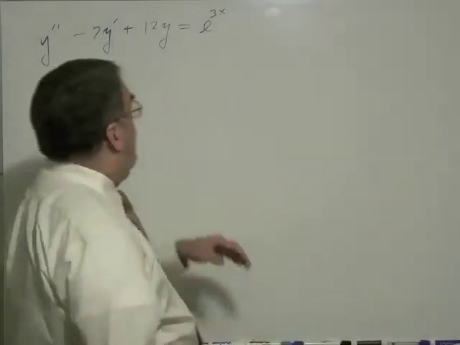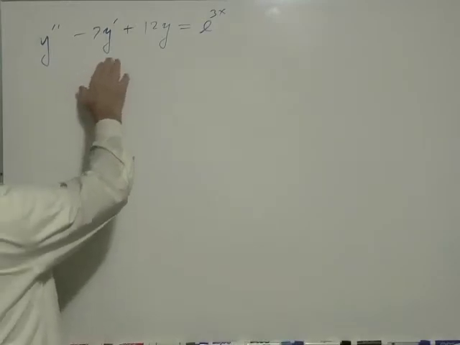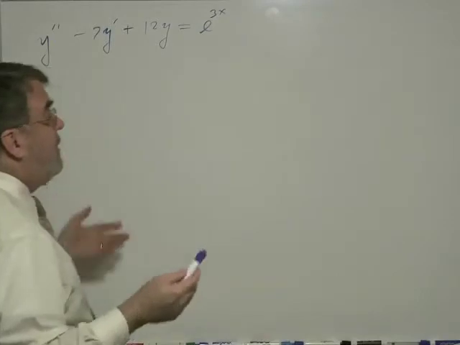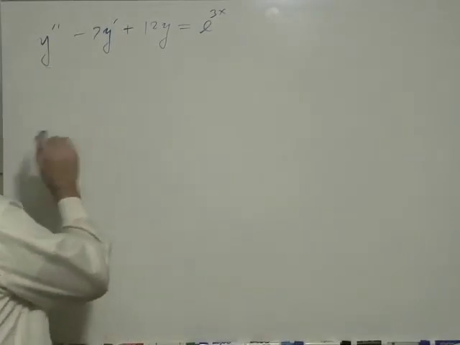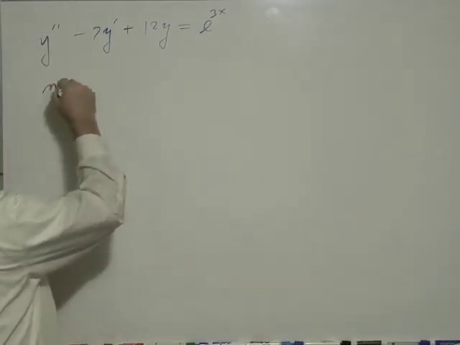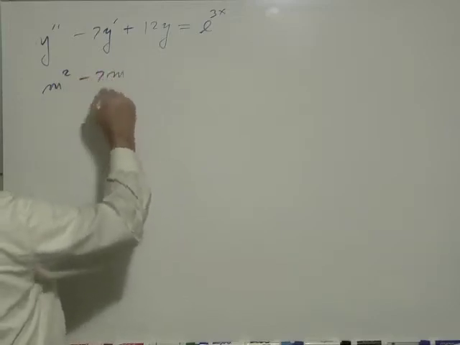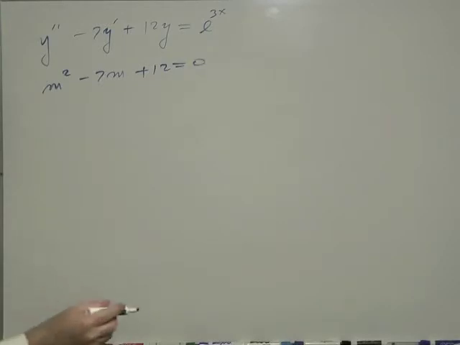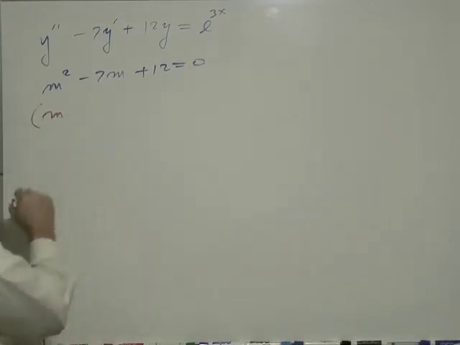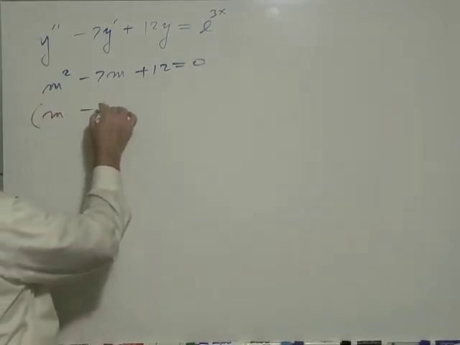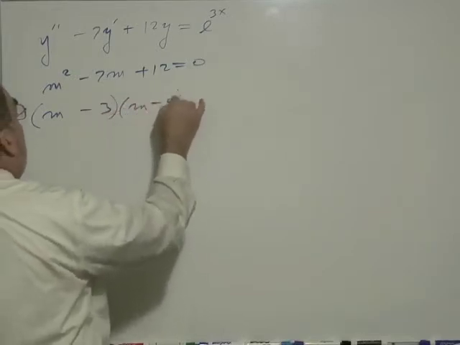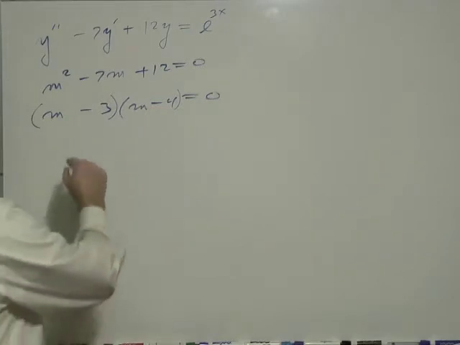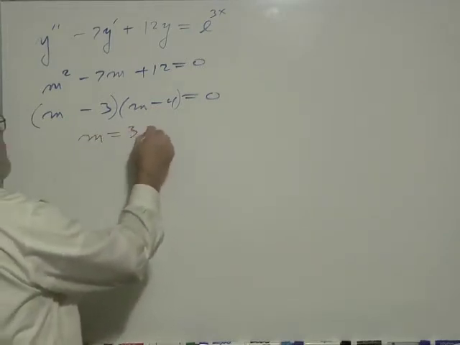Here's a new example. y double prime minus 7y prime plus 12y equals e to the 3x. So why is it new? Well, let's first get the characteristic equation, which is m squared minus 7m plus 12 equals 0. And as usual, we factor it: (m minus 3)(m minus 4) equals 0 is the factored form. And the roots are 3 and 4.